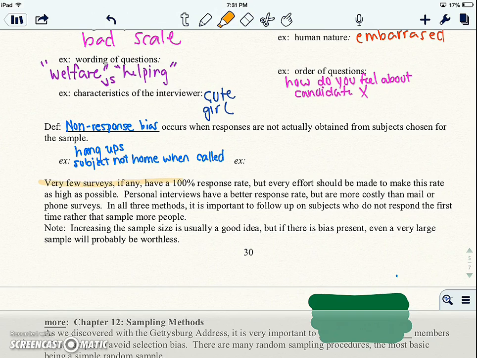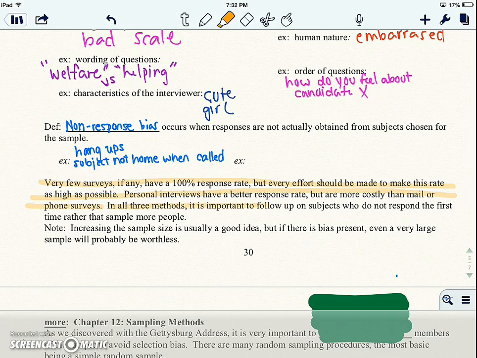Very few surveys, if any, have a 100% response rate, but every effort should be made to make this rate as high as possible. Personal interviews have a better response rate, but are more costly than mail or phone surveys. And that would be because if I walk up to you and ask you to respond to a question, you're more likely to do that just by human politeness than hang up on me if I'm in your face, okay? Or if I call you.